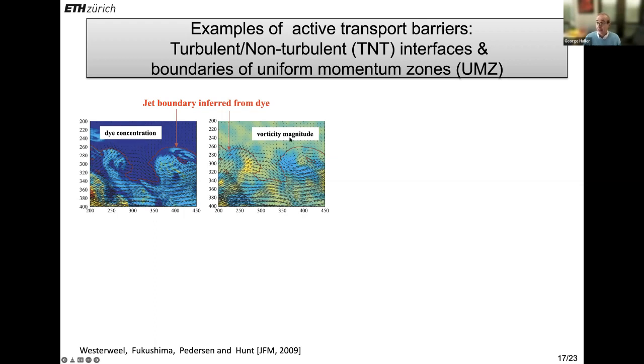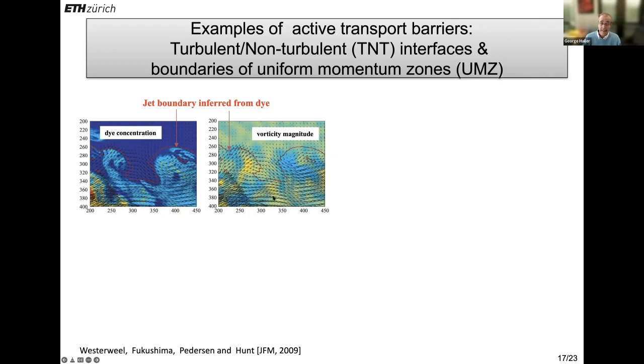But then they were trying to relate that to vorticity. Is that also behaving somehow as an interface between turbulence and non-turbulence? Because there's no dye here and there's a lot of dye here, so maybe there's also a correspondence between turbulent vorticity transport or lack thereof. And when you plot the vorticity magnitude in the background, which is what you see color coded, there isn't really a very strong agreement.